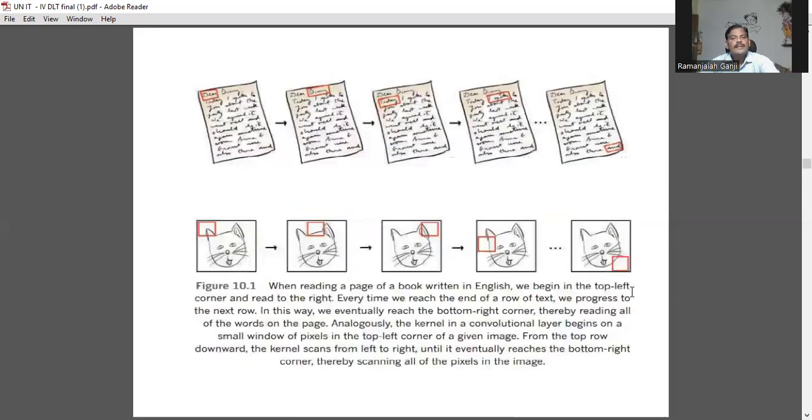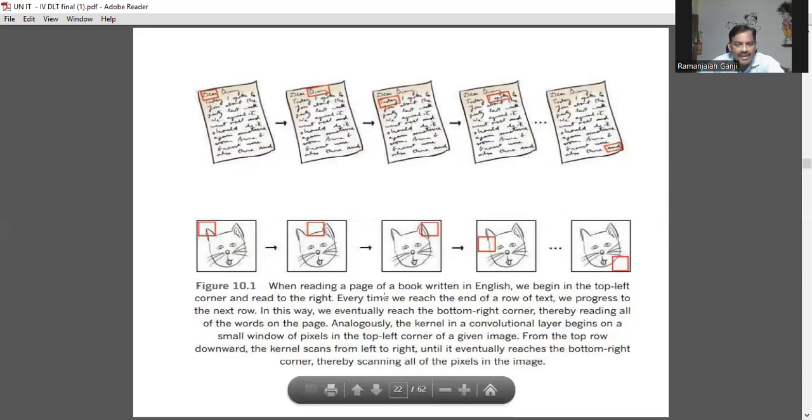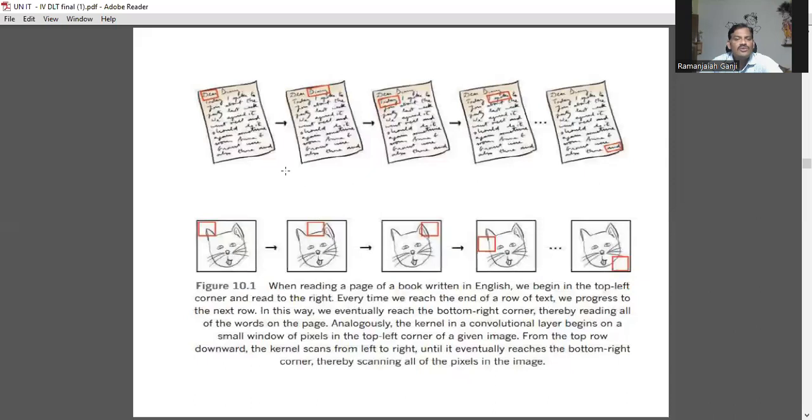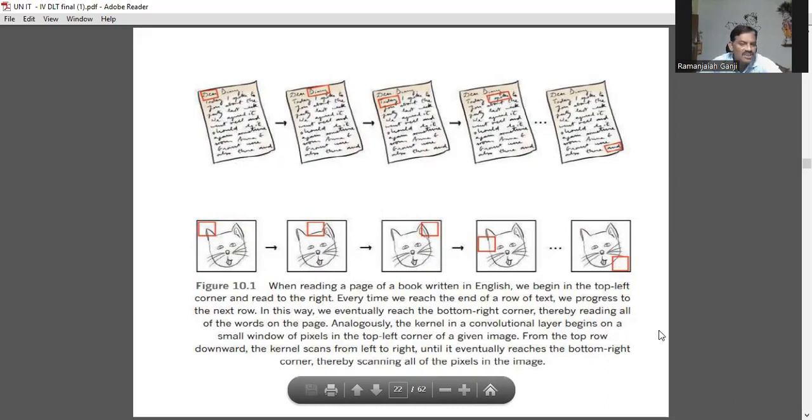See this? When reading a page of a notebook written in English, we begin from the top left corner and read to the right. From this, we are going to read everything up to the bottom right. Every time we reach the end of a row of text, we progress to the next row. In this way, we eventually reach the bottom right corner, thereby reading all of the words on the page.